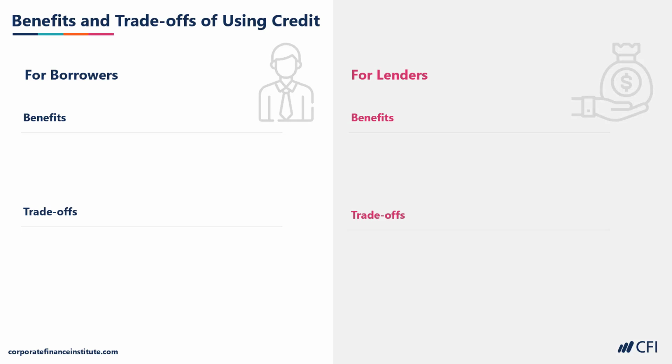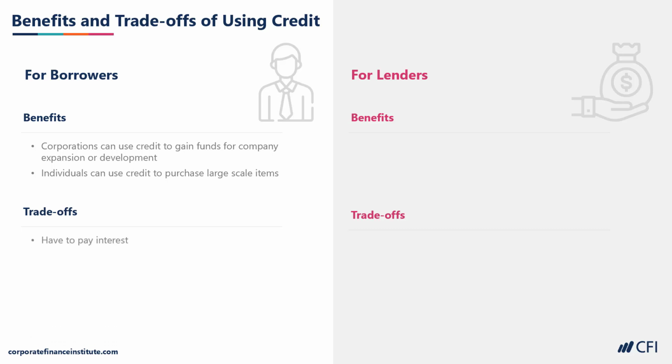Let's review the common benefits and trade-offs of using credit for both borrowers and lenders. From the borrower's perspective, if you're a company, you can use the credit to gain funds that can be spent to expand or grow the business. Additionally, it may be less expensive than issuing equity to grow or expand the business. For individuals, it can be used for large purchases, such as a home or a car. The trade-offs for both are that you have to pay interest on it. And if you accumulate too much debt, it may be difficult to pay off, and you may end up losing that asset that was used as collateral.